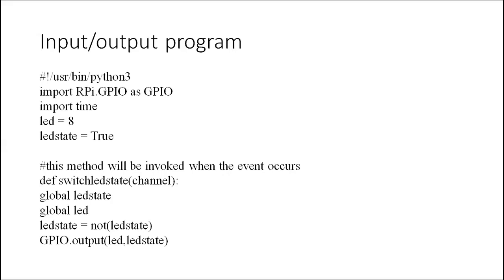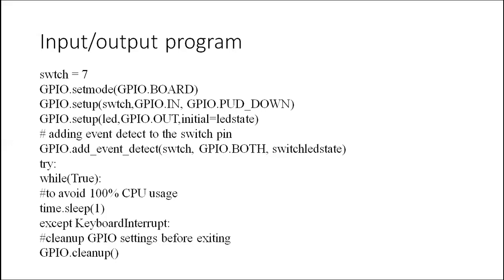In that function, we are just toggling the LED. If it is already in the on state, we make it off. If it is in the off state, we make it on. True or false, we are toggling by using an operator called not. If LED state is already false, not will make it true. If LED state is already true, not will make it false.